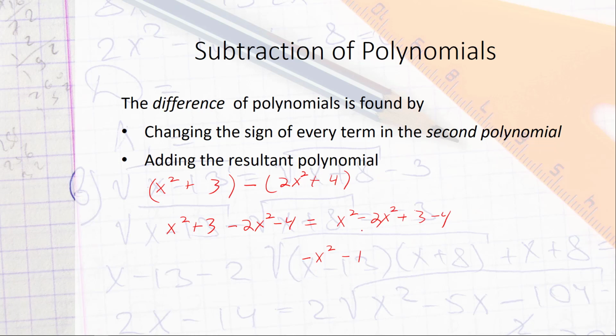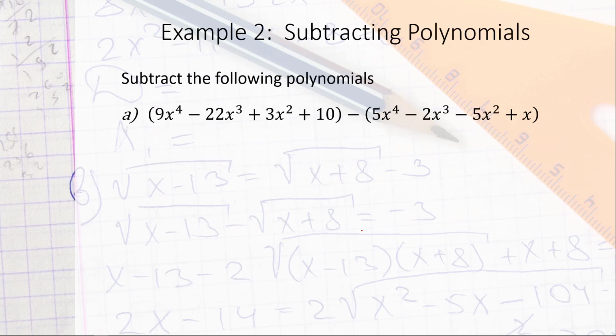But let's look at this in terms of about 3 examples. Okay, well, here's our first example. Rather long polynomial, but once again, we want to change the sign of each of these terms here, and then we want to add them up. So we are going to start off with 9x to the 4th minus 22x cubed plus 3x squared plus 10.